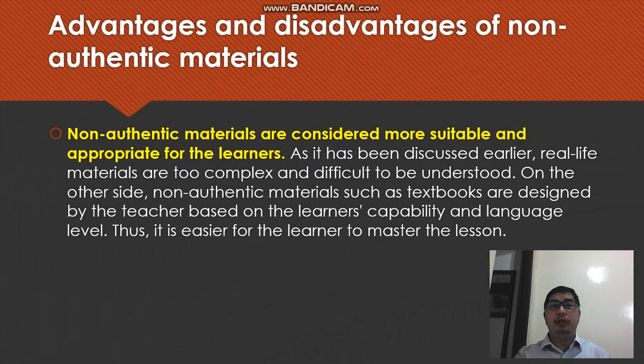Advantages and disadvantages of non-authentic materials. What about the advantages and disadvantages of non-authentic materials? Non-authentic materials are considered more suitable and appropriate for the learners. As has been discussed earlier, real life materials are too complex and difficult to be understood. On the other side, non-authentic materials such as textbooks are designed by the teacher based on the learner's capability and language level. Thus, it is easier for the learner to master the lesson. So we already mentioned that textbooks are based on the curriculum and on a certain syllabus.